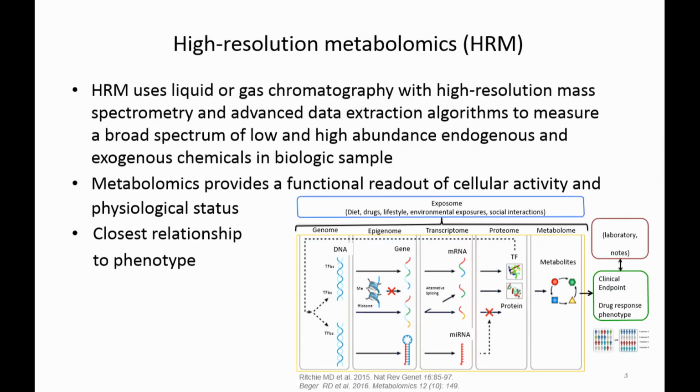So first off, what is high-resolution metabolomics? High-resolution metabolomics uses liquid or gas chromatography in tandem with high-resolution mass spectrometry. So the high-resolution aspect here is the capability to tell 2 narrow peaks apart. And the advantage of doing this is we are able to capture a broad spectrum of low and high abundance endogenous and exogenous metabolites. So this becomes very relevant in the exposome research, as we are able to pick up a lot of dietary as well as environmental chemicals in our analyses.